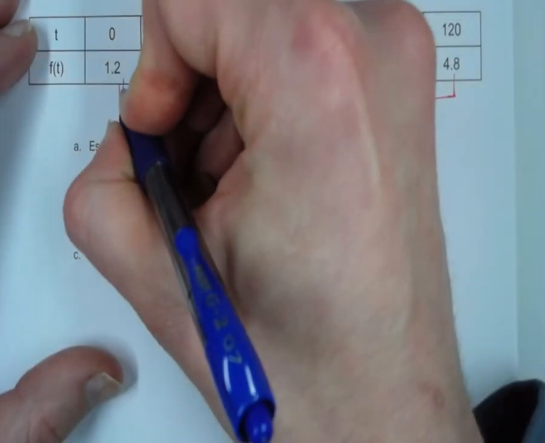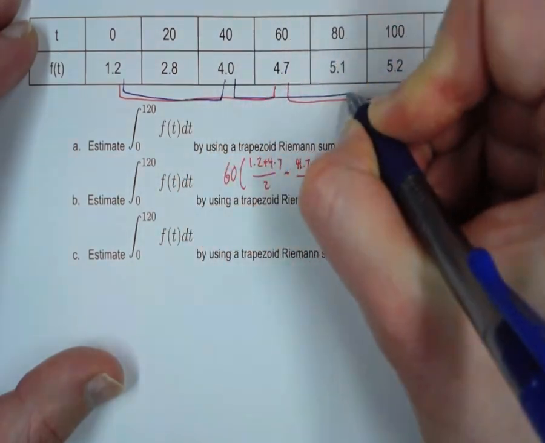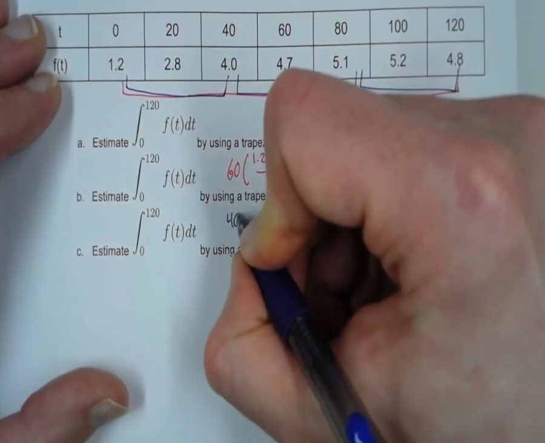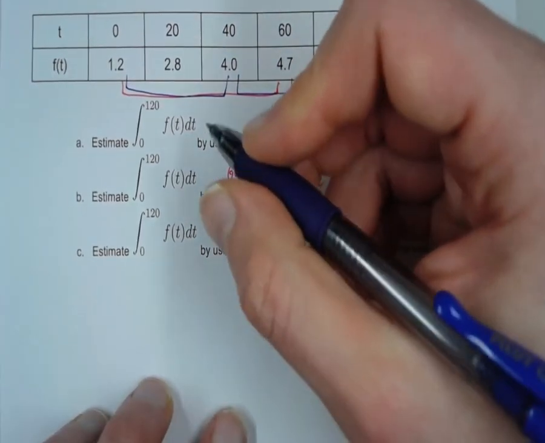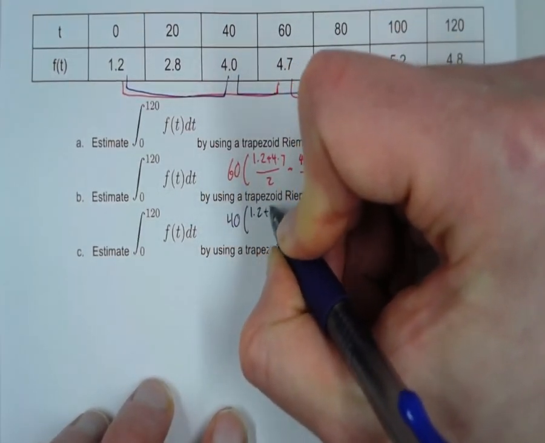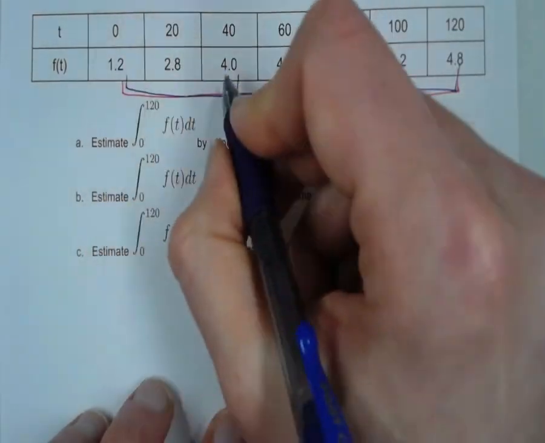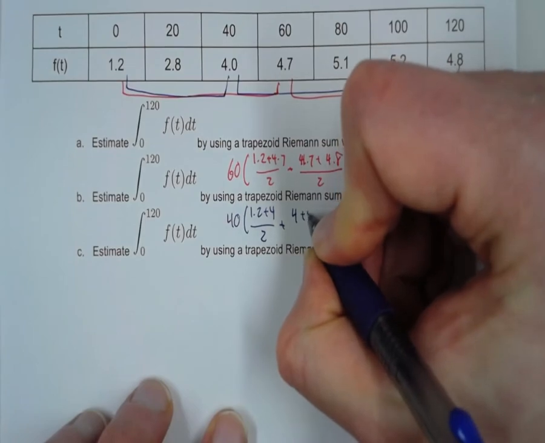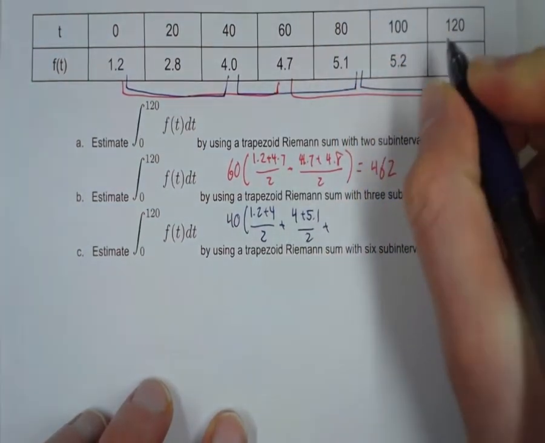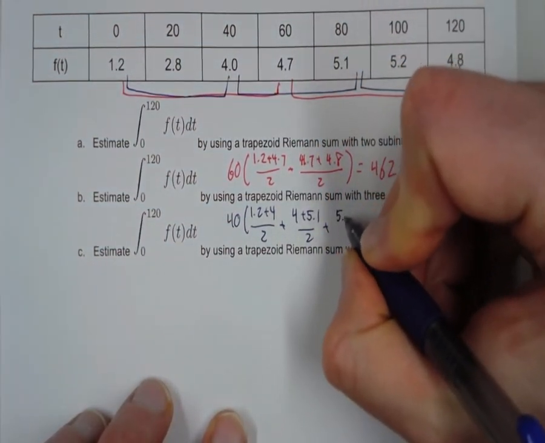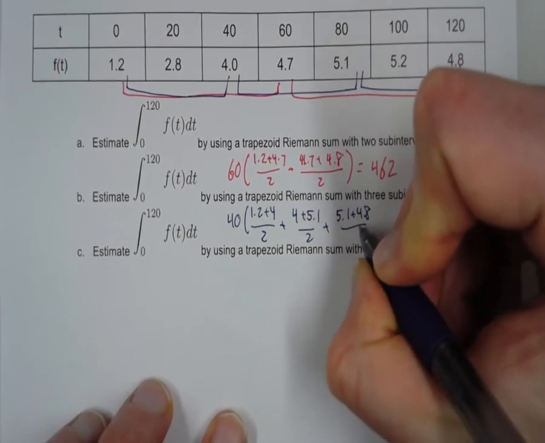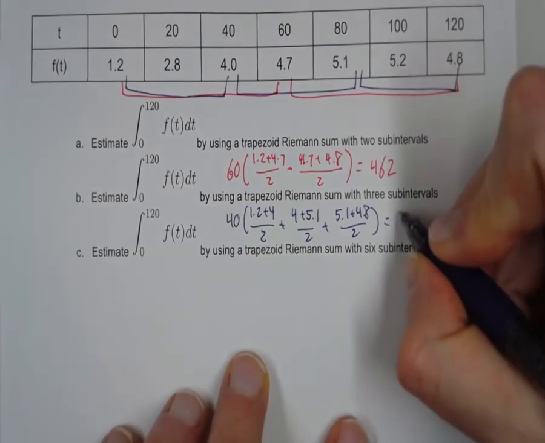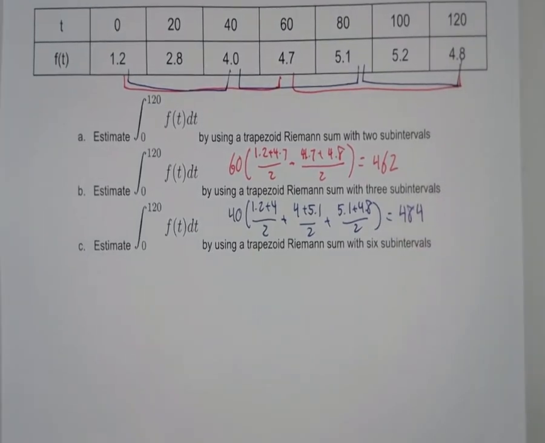Next, we have 3 subintervals. So this is going to be 1.2 plus 4 over 2 for our first interval. Then for our second interval, 4 and 5.1. And then our third, 5.1 and 4.8. When we calculate all that, we get 484.